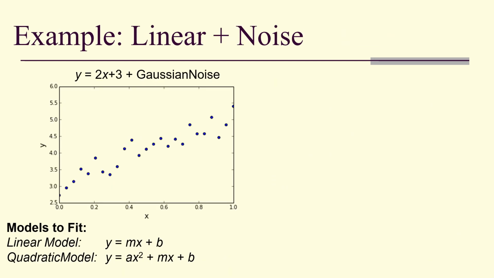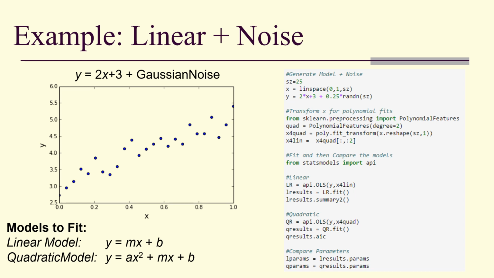For example, with our linear plus noise, we have this data, and let's suppose we fit it with both the linear and the quadratic. Here is the Python for doing that. The first part generates the data, noisy 2x plus 3, and then we get our polynomial features. Then we look at statsmodels, and we do ordinary least squares, the multilinear regression of y with this quadratic, and we can get a summary once we've done a fit for the linear, and we can do the same for the quadratic, and then we can compare.